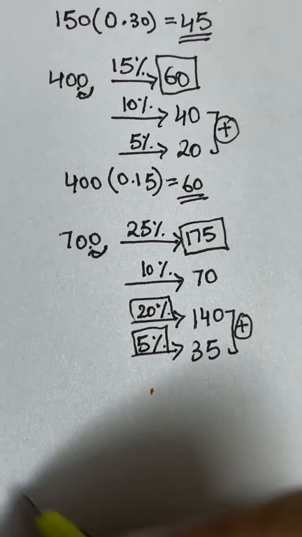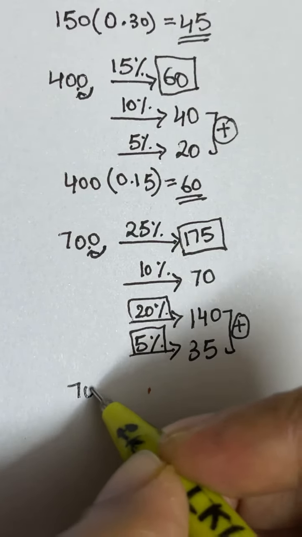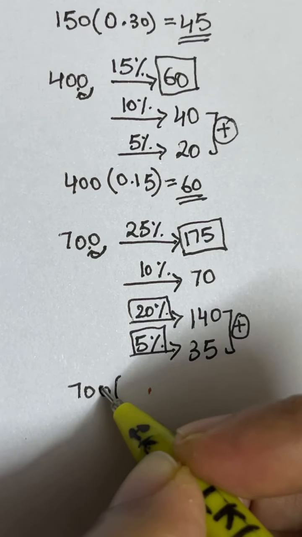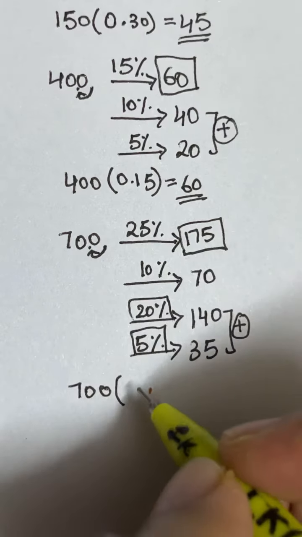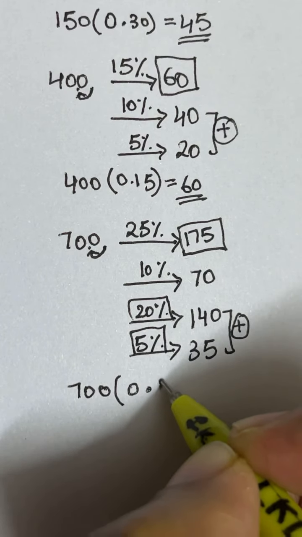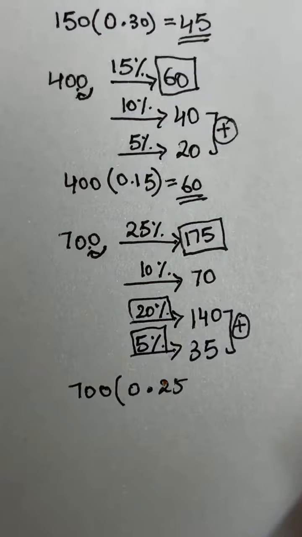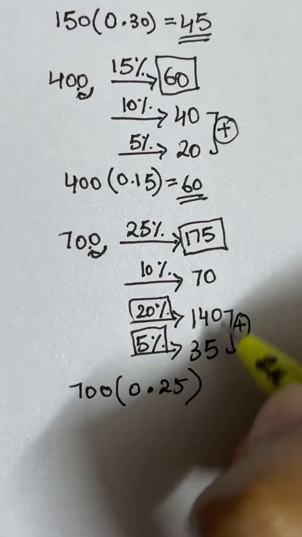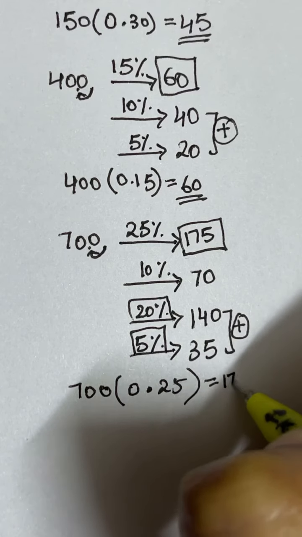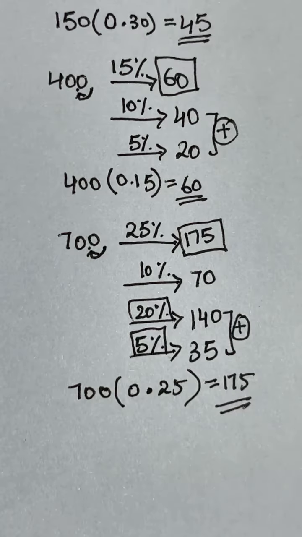Alright, so you can use your calculator and check. You can insert 700 and the percentage in decimal. 25% in decimal is 0.25. So 700 times 0.25, and you're going to get the same 175.